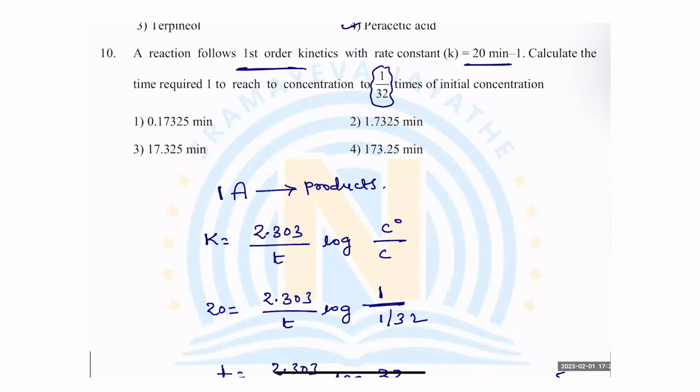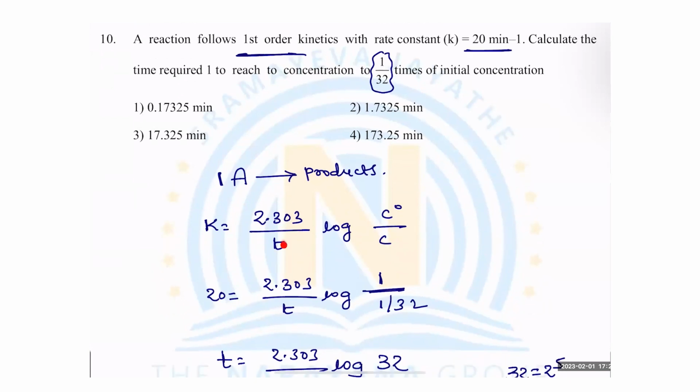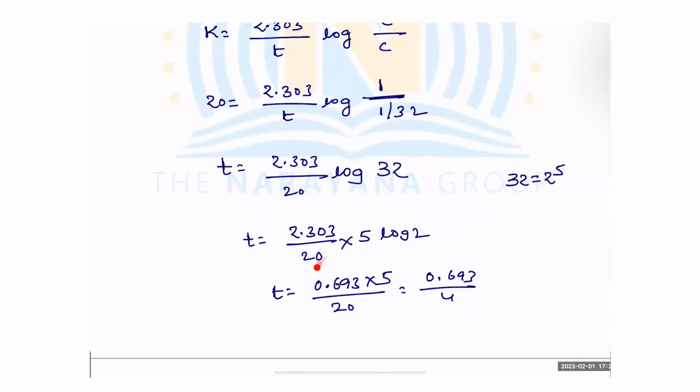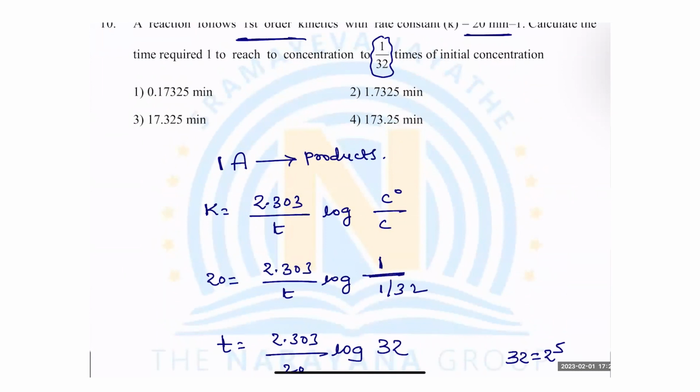Since it is first order kinetics, K is equal to 2.303 by t log C naught by C. Initial concentration is 1, final concentration is 1 by 32, and the rate constant is 20 minute inverse. Rearranging, the time is 2.303 by 20 log 32. 32 is 2 power 5, so log 32 is 5 log 2, and log 2 is 0.3. 2.303 into 0.3 is 0.693, so the time is 0.693 by 4, which is less than 1. There is only one such option, so the answer is the first option.